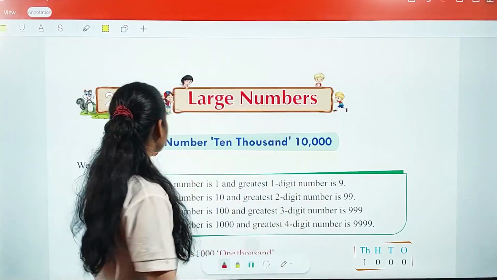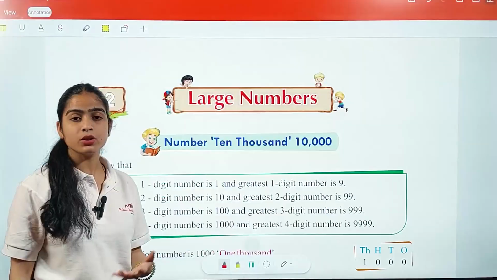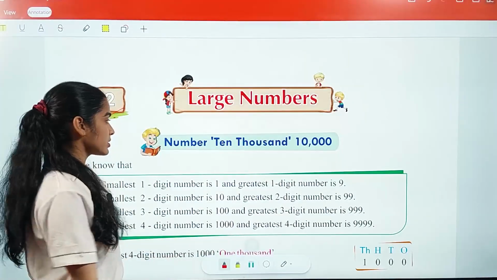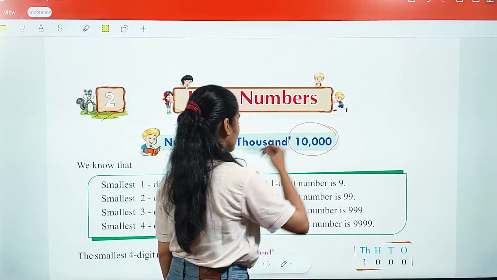So today we have chapter number 2, which is large numbers. So today we are going to learn about the large numbers. So number 10,000, this is our large number.